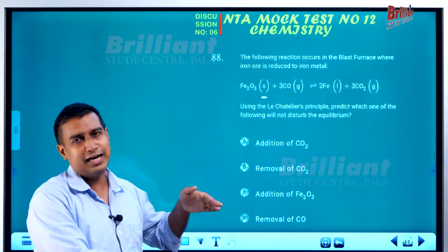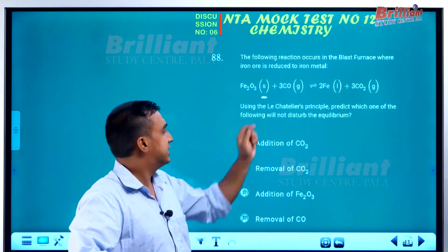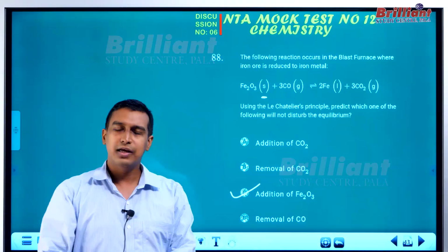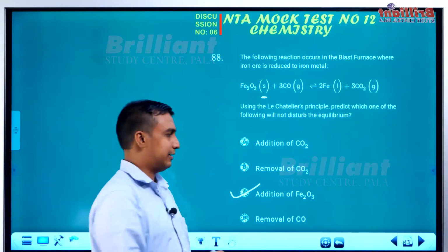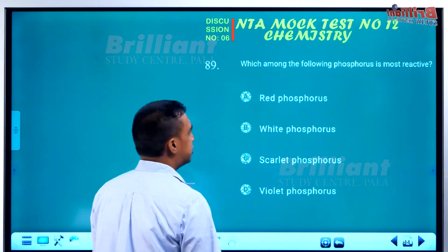Anyway, adding or removing a solid makes no significant difference. Removal of CO. Yes, it is a gas. So automatically, question number 88, the answer is addition of Fe2O3. Coming to the second last question. Which among the following phosphorus is most reactive?